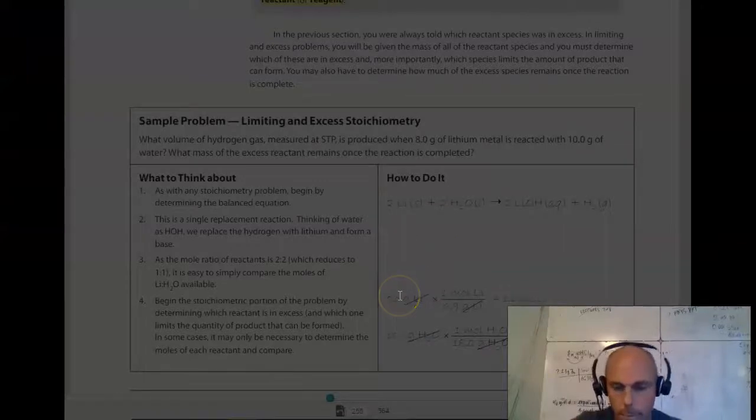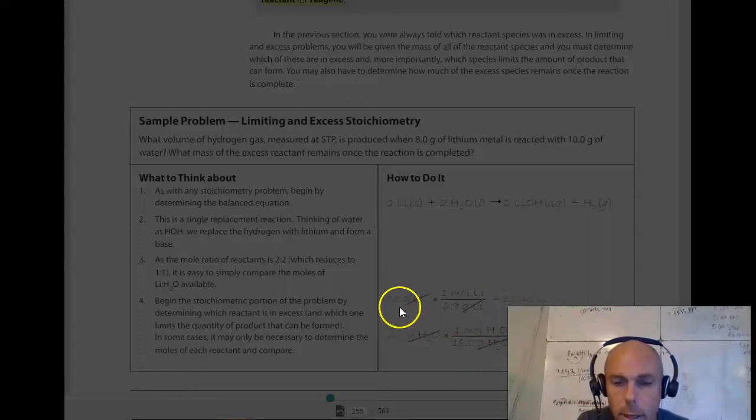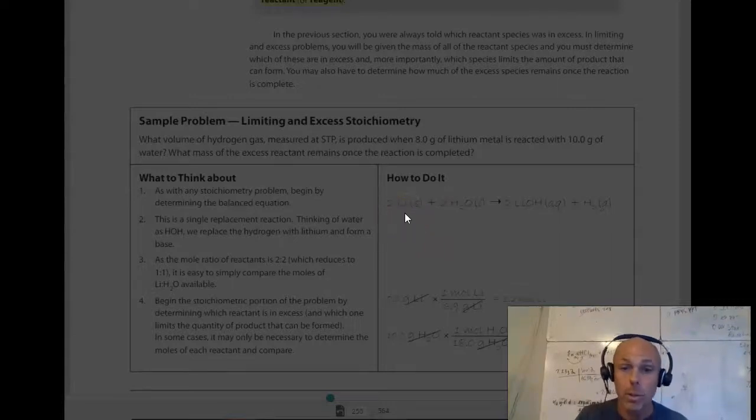So the first step, once you've got the balanced equation, is to convert the masses of both reactants, not yet knowing which one's limiting, into moles. And we can see that being done here. 1.2 moles of lithium, 0.556 moles of water. Because the reactants are reacting in a 2-to-2 or a 1-to-1 ratio, you could simply compare these two mole numbers, and whichever is lesser, in this case water, is telling us that water is the limiting reactant.